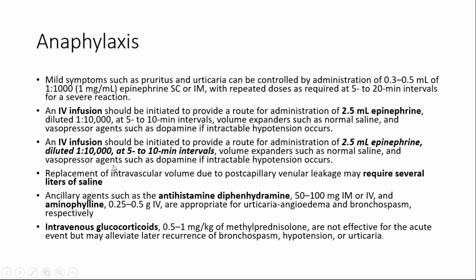2.5 ml of noradrenaline can be given at 5 to 10 minute intervals with volume expanders. Normal saline should be started, IV access should be done, because the patient develops hypotension and requires prompt treatment. These are all other management ways. IV glucocorticoids should be given not for the acute anaphylactic reaction but for bronchospasm or hypotension or urticaria. They are very effective in managing those.